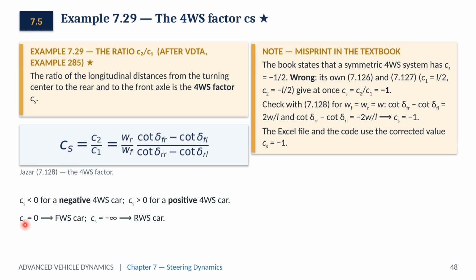Note 1, misprint. The book says a symmetric system has CS equal to minus 1/2. That is wrong. Its own values, C1 equal to half the wheelbase and C2 to minus half of it, give CS equal to minus 1.